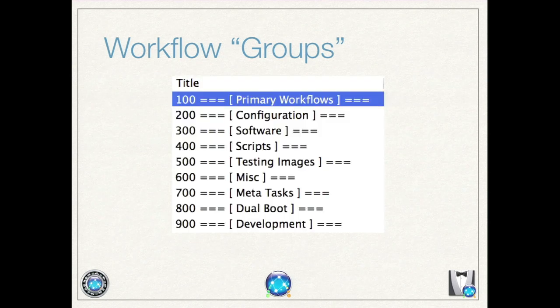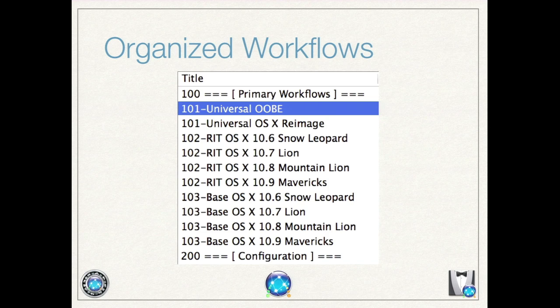So here's what it looks like in DeployStudio. Basically what you end up doing is creating a bunch of empty workflows with these titles. And then underneath these titles, you create new workflows that start with the same number, 1 for 100, and then increment as you go through them, 101, 102, 103. And you can see that we're grouping things by universal, RIT, and base. So we've got different things categorized under primary workflows, and then subcategorized with numbers.